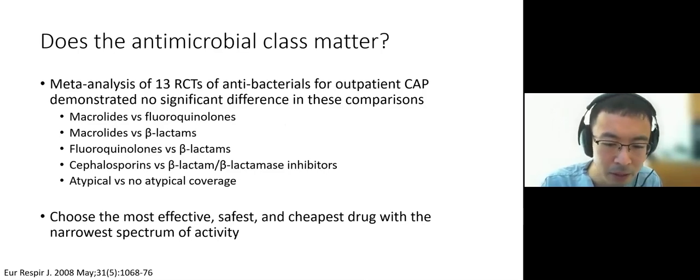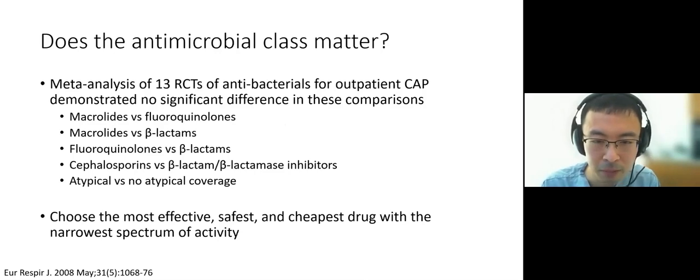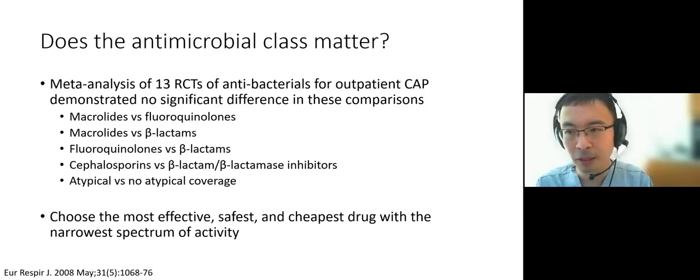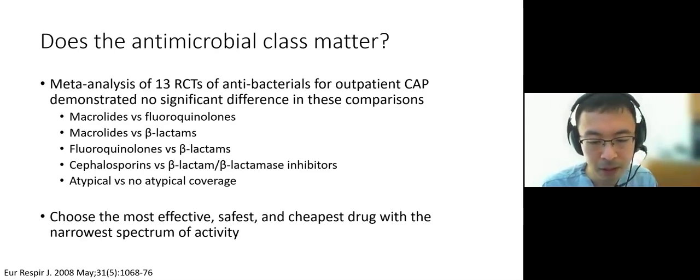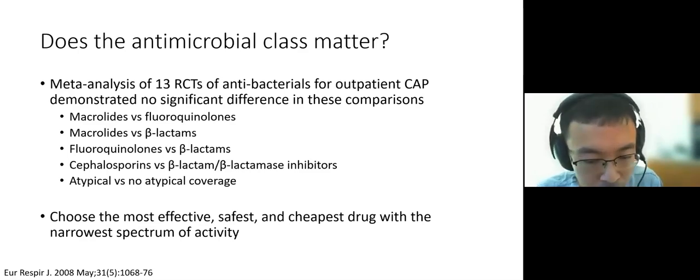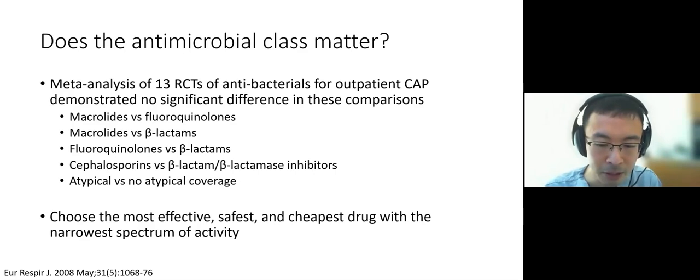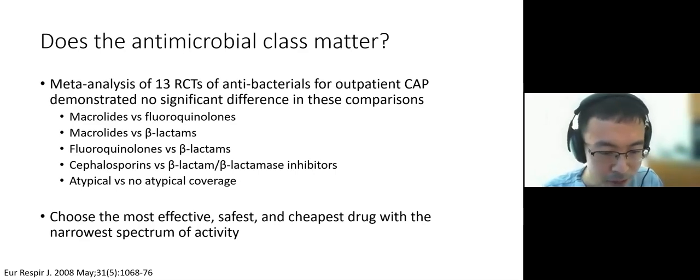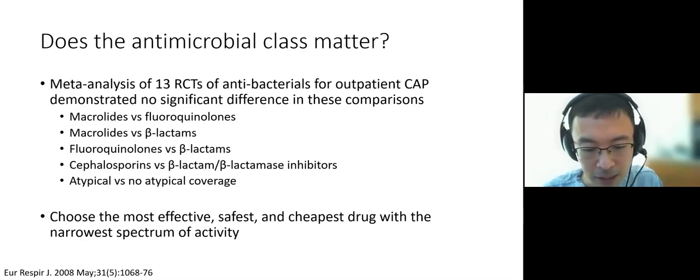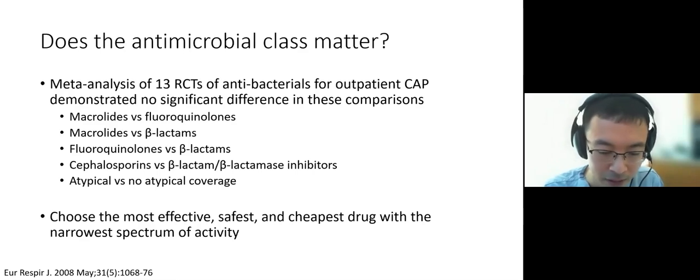So now, does it matter what antibiotic class you choose if the pathogen is susceptible to every drug? The simple answer is no. There's no particular drug class that has been shown to be superior to the other one as long as you're covering the right pathogen. And it doesn't seem to matter if you routinely add atypical coverage versus not adding it. So my general rule of thumb is use the most effective, safest, cheapest drug with the narrow spectrum of activity.